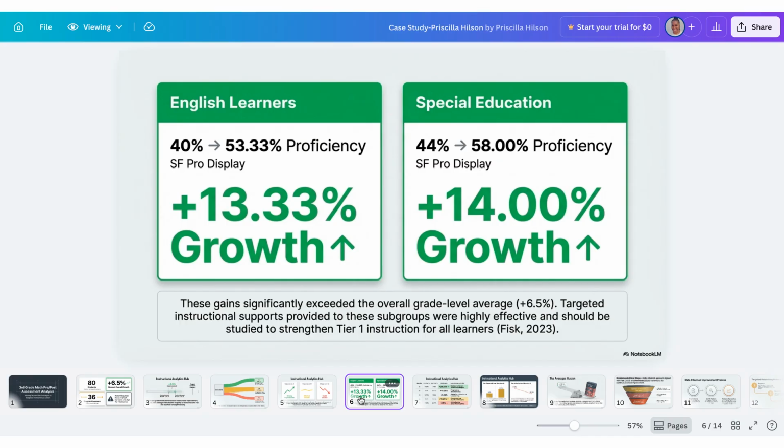So, moving to the subgroup performances, we see that the subgroups provided a bright spot, with the English learners achieving a 13.33% growth and special education students seeing 14% growth. These gains significantly exceeded the grade level average. Therefore, the targeted supports provided to these students should be studied to strengthen that tier one instruction for all of the learners.